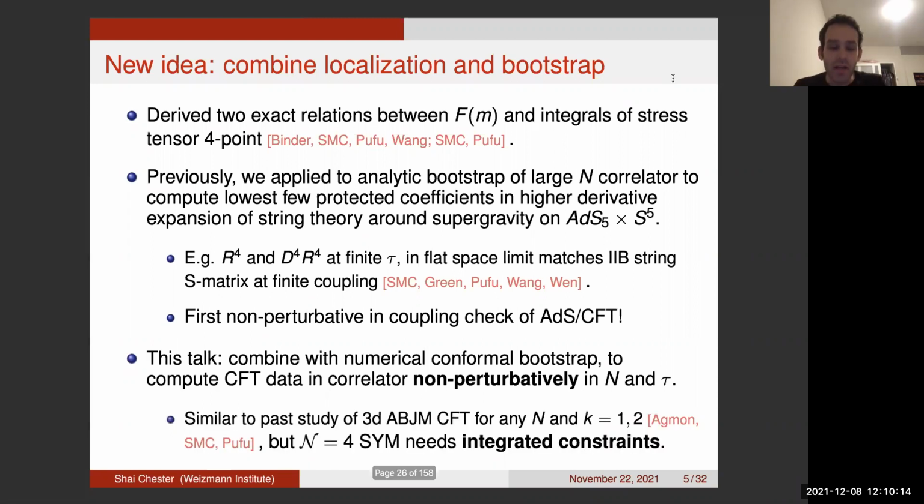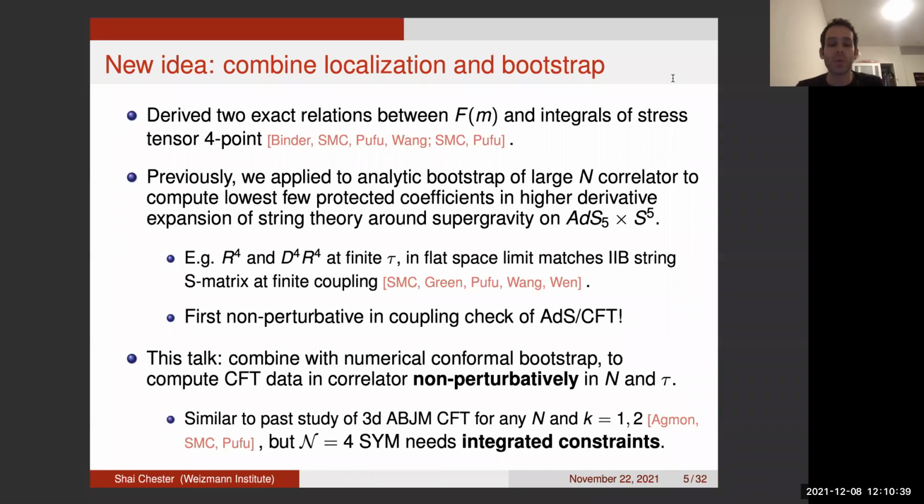I should note that this idea of combining localization with numerical bootstrap was done before, also by me and Silviu, this time with Nathan Ogmon. In the previous case, we had studied ABJM theory in 3D, which is also a nice, interesting theory. It also has a holographic interpretation. The reason why ABJM, though, was easier is that in that case, the localization quantity was a certain OPE coefficient. And so it was very easy to put into the bootstrap.